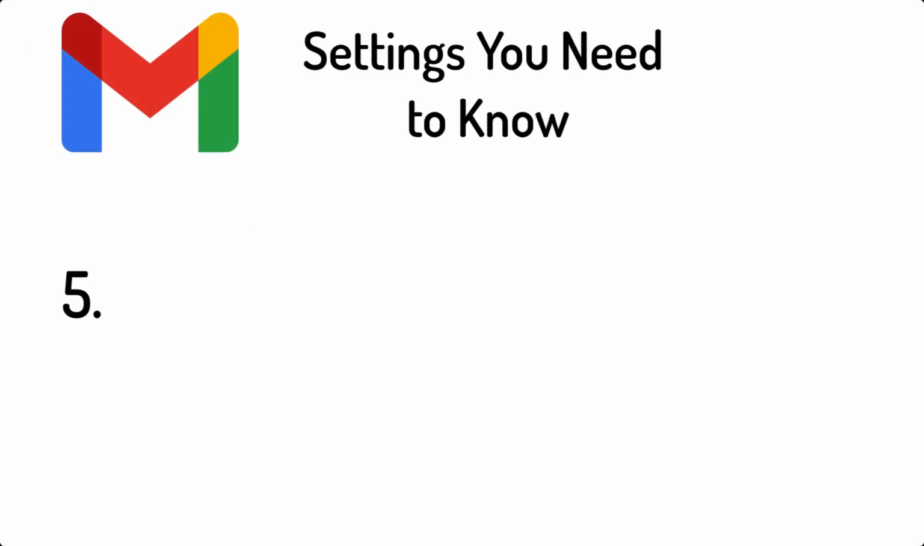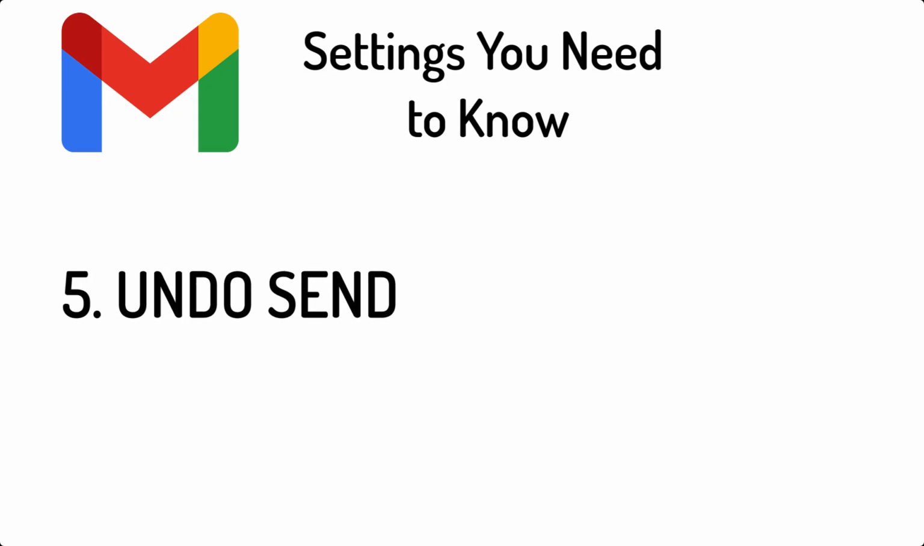Now, if there's only one setting you change in this video, you probably want to make sure it's this one, and that's undo send. Most people know Gmail has an undo send option, but a lot of people don't know that you can actually change the timing.